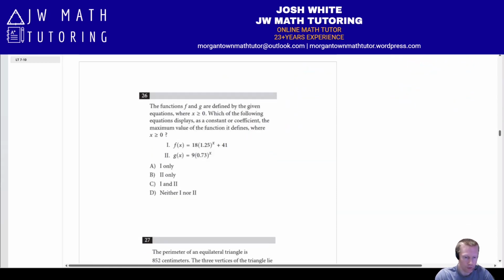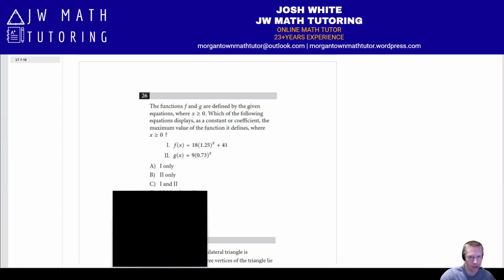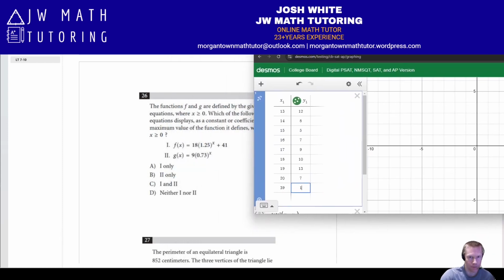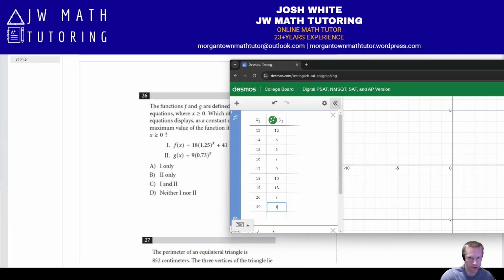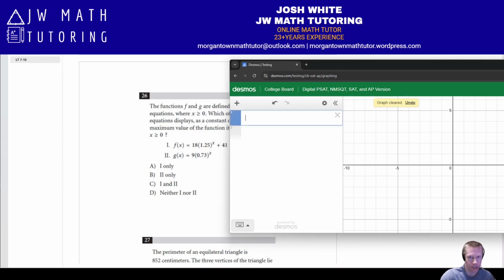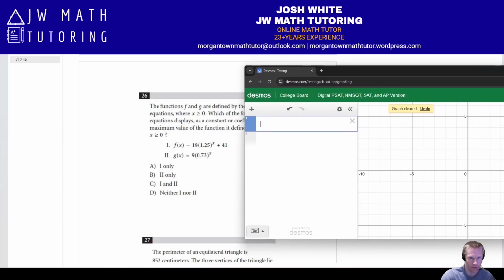All right, next up we have question number 26. So which of these following functions here displays as a constant or coefficient the maximum value of the function when x is greater than or equal to 0? All right, so the first thing I would do is go to Desmos, and I'm going to graph out these two functions. What you're going to see is that one of them will technically not have a maximum value.